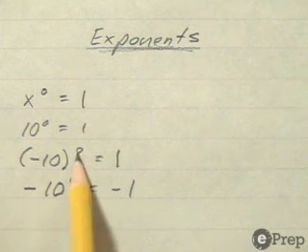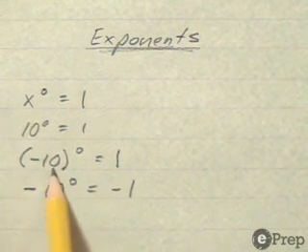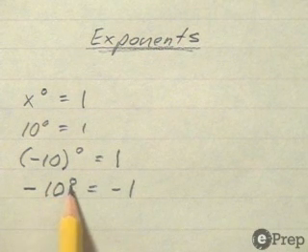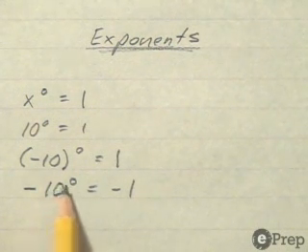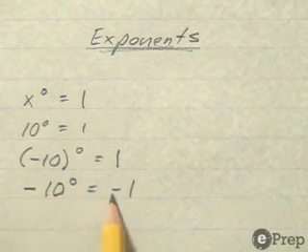So here, this 0 exponent is affecting everything here, the whole negative 10. So anything raised to the 0 power equals 1. But here, the 0 exponent is only affecting this 10. So 10 to the 0 power is 1, but then this makes it negative, so it becomes a negative 1.